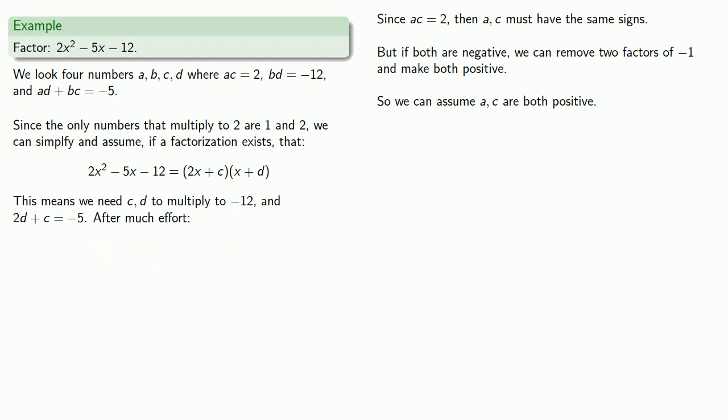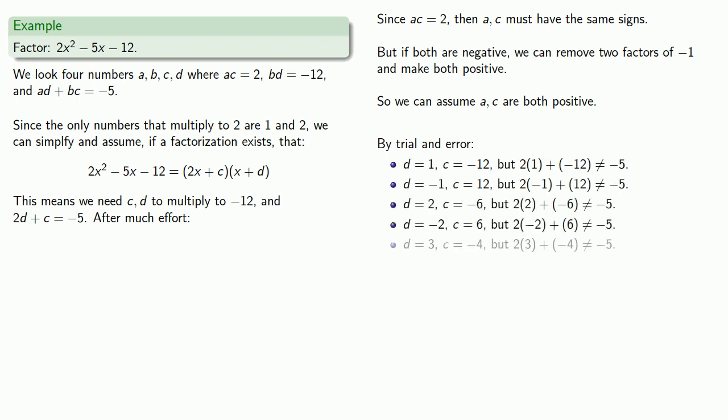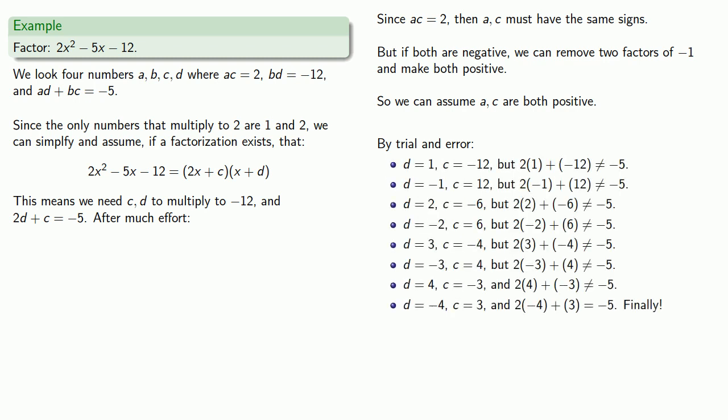So we go through our trial and error process. We list every pair of numbers that multiply to negative 12 and check to see if 2c plus d is equal to negative 5. And sometime next week, we find that d equals negative 4, c equals 3 work, and we have our factorization.